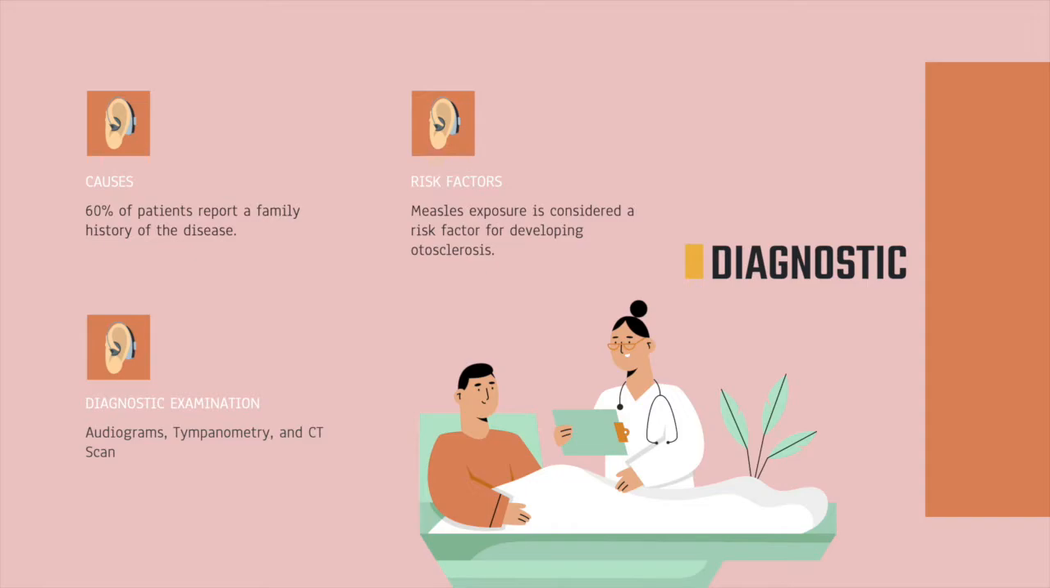In this disease, genetic influence has a major contribution in its development. About 60% of patients report a family history of otosclerosis, and then measles exposure is also considered as one of the risk factors. Recent studies found viral materials in the nucleic acid of stapes footplates and antibodies to the measles virus in the inner ears of patients with otosclerosis.